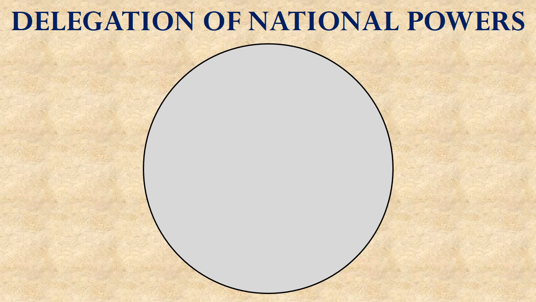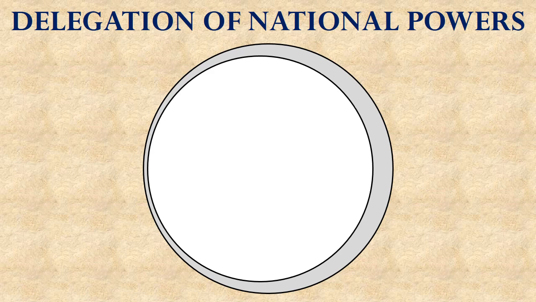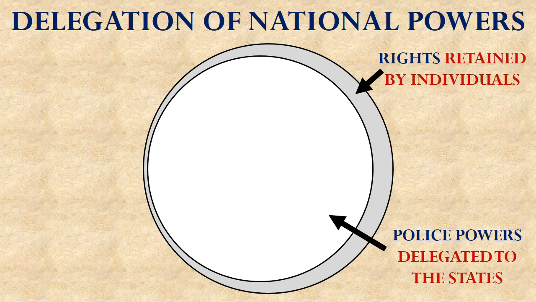In particular, we're going to add to the model the delegation of national powers. So remember, the model begins with this big gray circle representing the powers that people had in the state of nature. Absolute freedom to do whatever they wanted as they saw fit. And then we add this big white circle representing the powers that they delegated to state governments. We've characterized these as the police powers that were delegated. But notice they didn't give all the powers they had in the state of nature. What was left to the people were their rights that they retained, that they kept, that they had authority over, not the state government. The state government wasn't supposed to infringe upon these things or bother them.